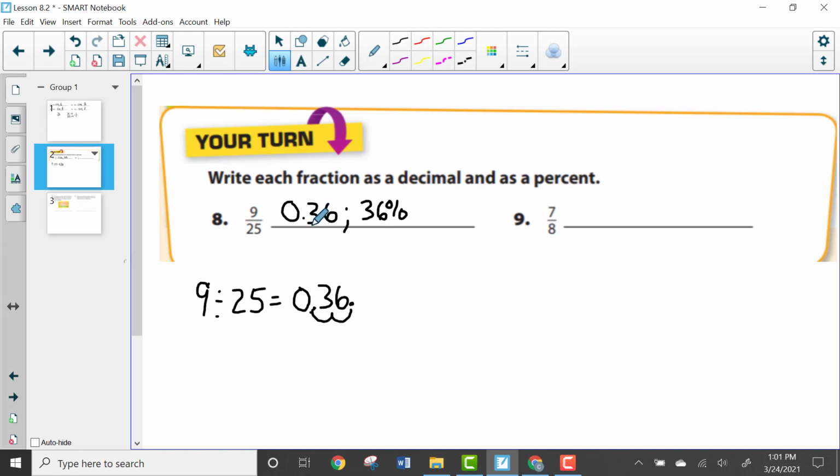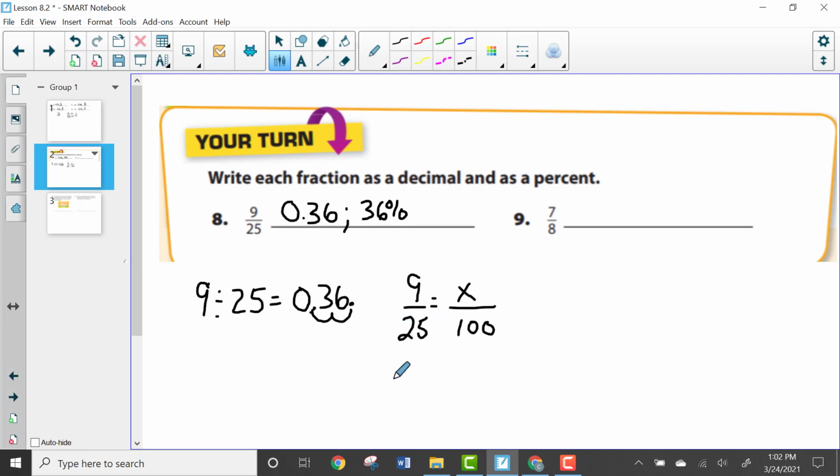Now, another way that you could go about doing this, you would have 9 over 25. You want to set it up as a proportion, equal to a certain number over 100. Why 100? Because remember, percents are always out of 100. So this is another way that you could do this.